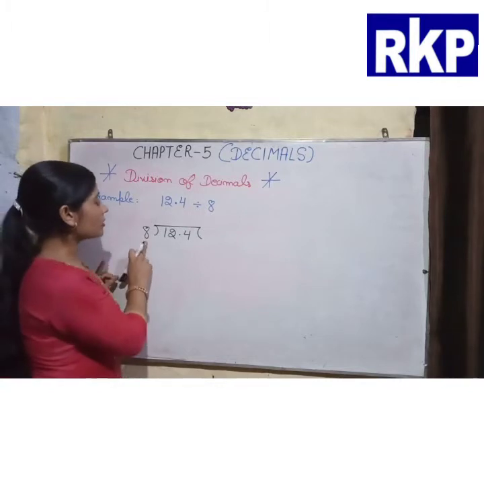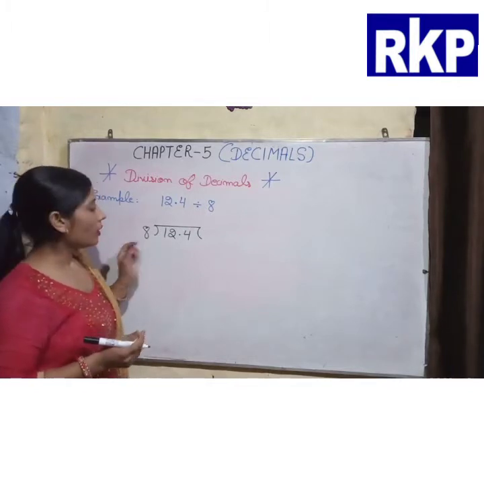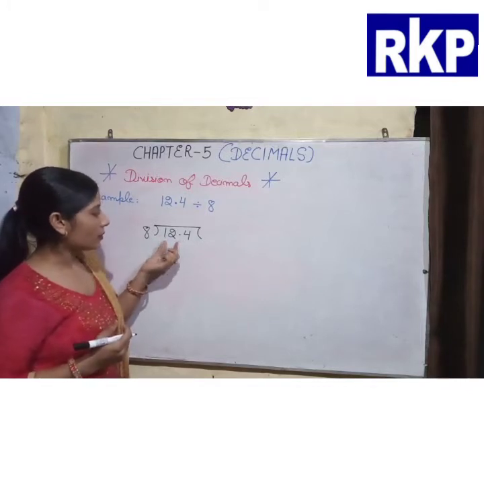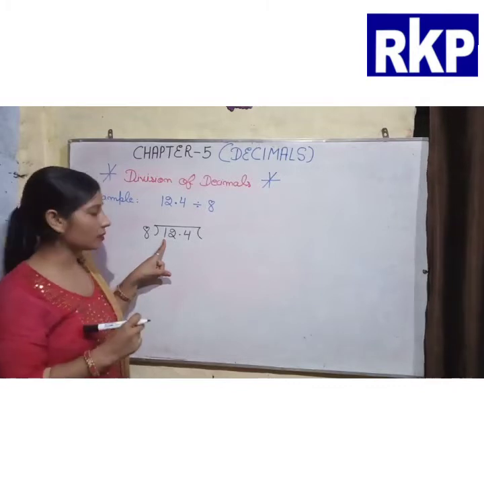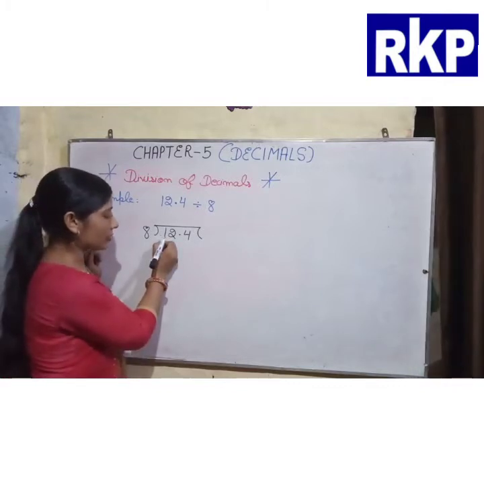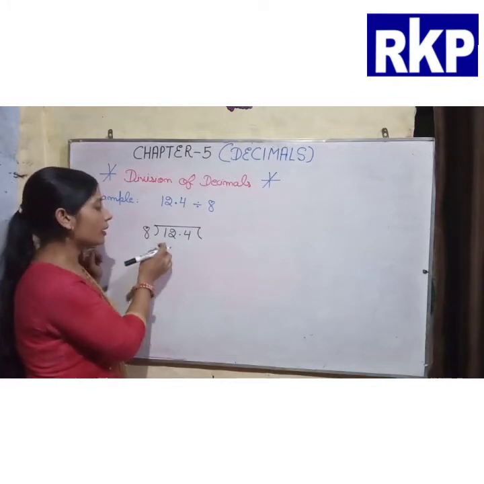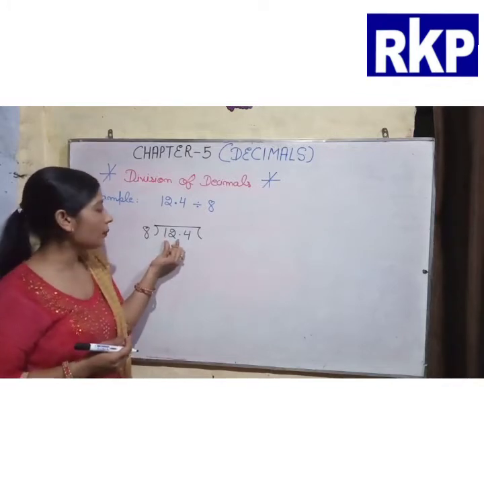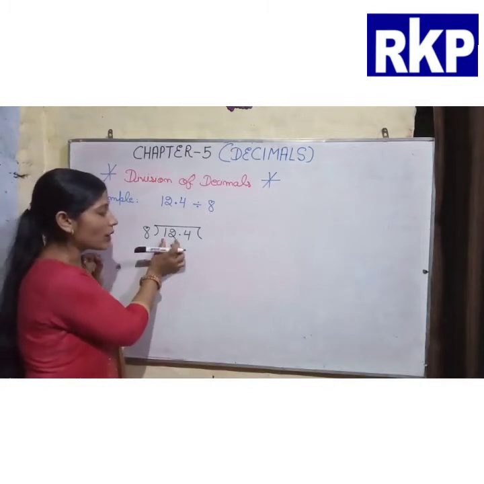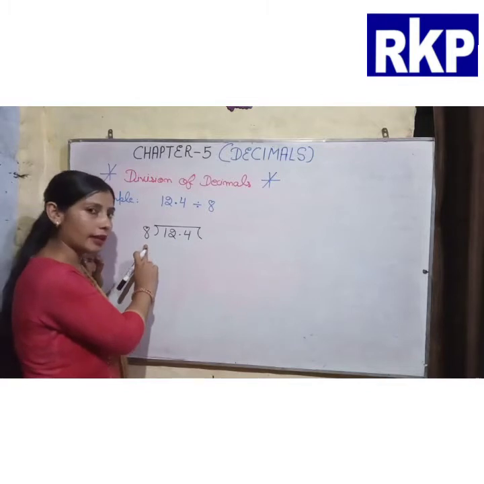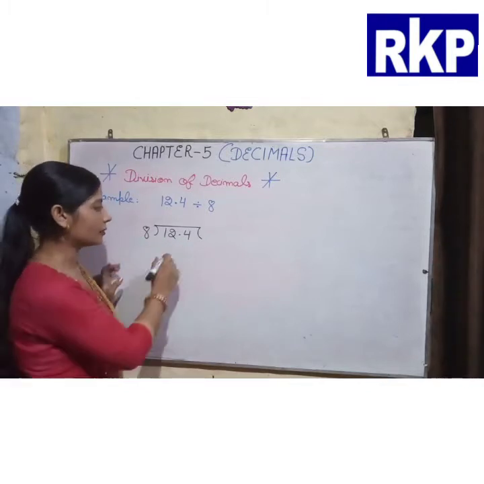In this divisor we have only one digit, so from the dividend we have to take only one digit. But this digit is 1 and we know 1 is less than 8. So we can take one more digit. So now let us take 12 and divide it by 8. Now let us take the table of 8 and write here.